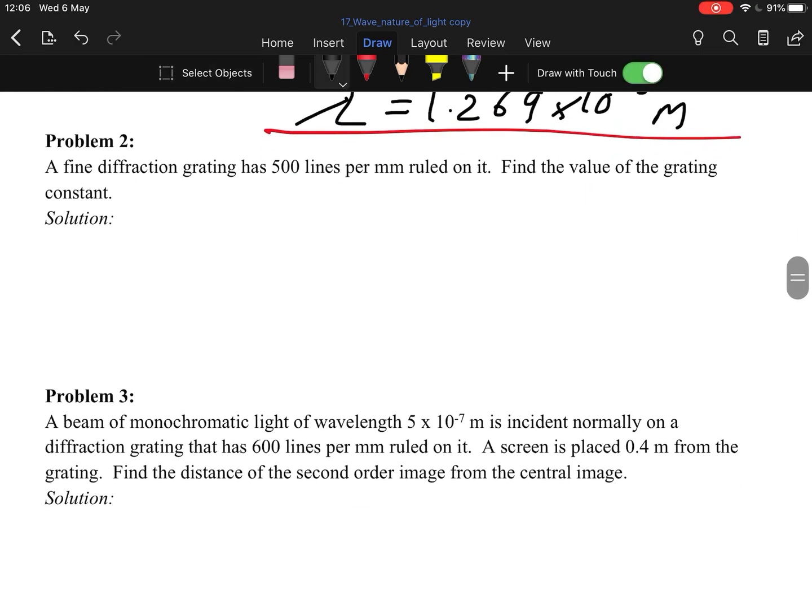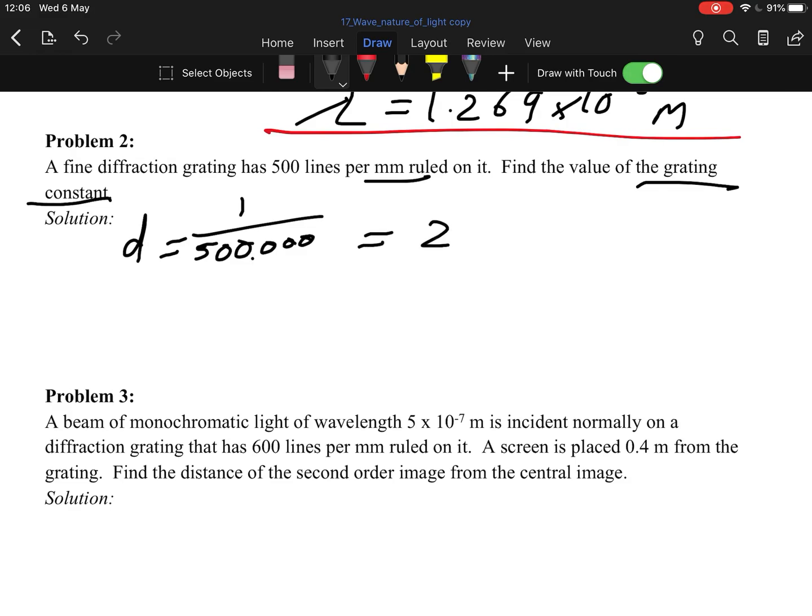Problem 2. A diffraction grating has 500 lines per millimeter. Get used to this. We need to find d, the grating constant. So that's going to be 1 over 500, and then we have to convert millimeters to meters, so 1 over 500,000. That's all you have to do every time. 2 times 10 to the minus 6 meters.